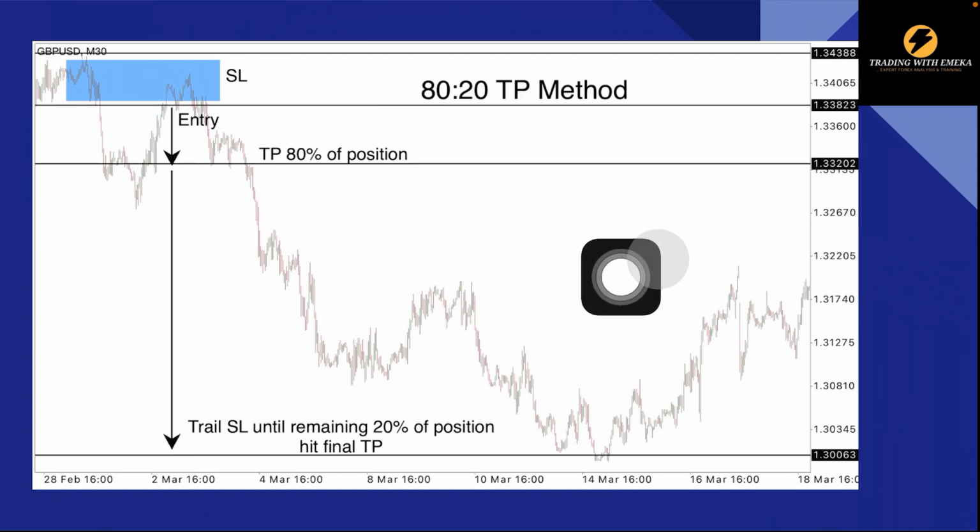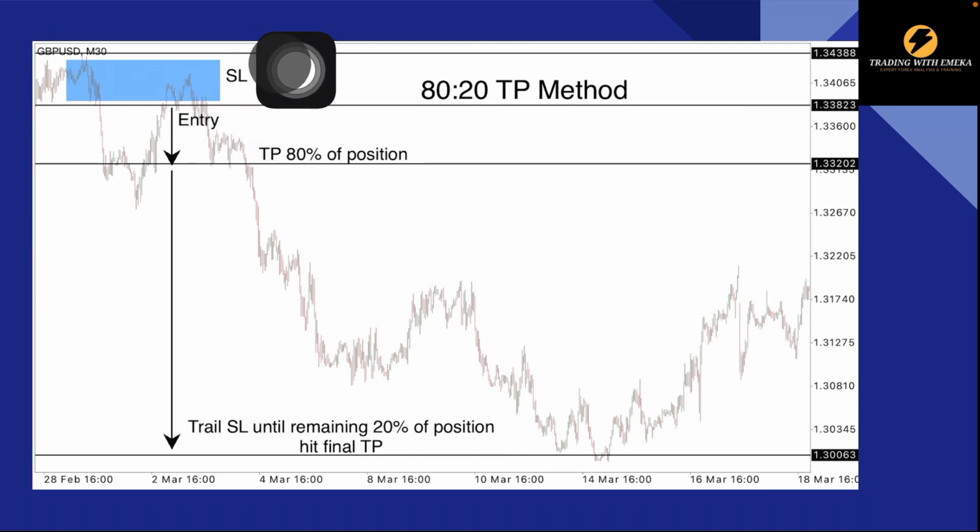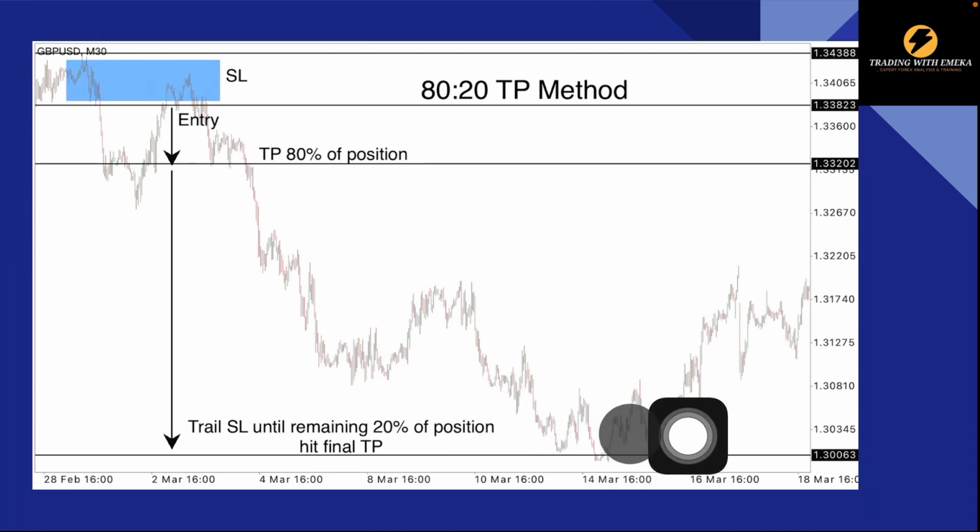Now this is the 80-20 TP method. Here is your entry and this is your stop loss. Now here is 20%. Price moves 20% in your favor, so you take out 80% of your position in profit, and you move to break even, and expect that the remaining 20% of your position moves and hits your final TP target. This is another method to take profit.